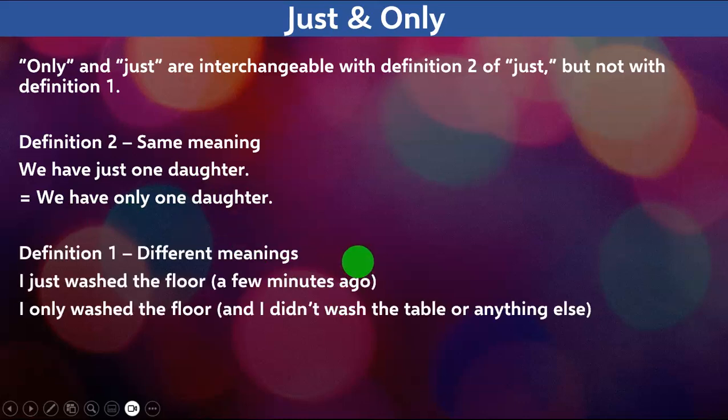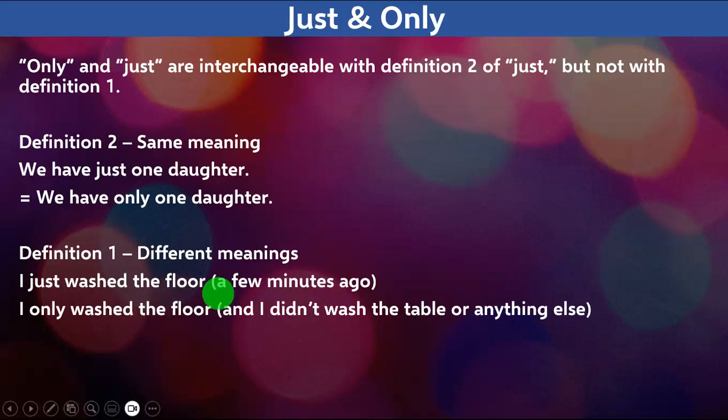Whereas with definition 1, it is not possible. You cannot use just and only. Definition 1, different meanings. I just washed the floor a few minutes ago, right? I only washed the floor. Now here, it is a totally different meaning, right? When you're saying I just washed the floor, which means that you have done it recently. But when you say I only washed the floor, which means that I didn't wash the table or anything else. I only washed the floor. I did not wash anything else. So friends, I'm going to repeat that.